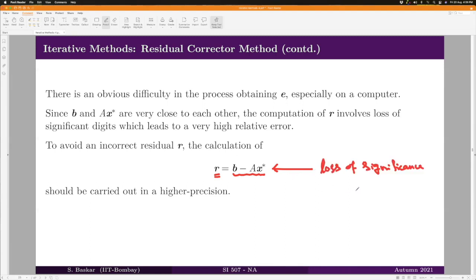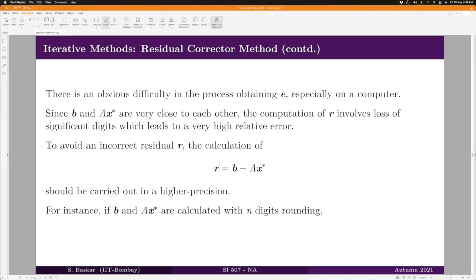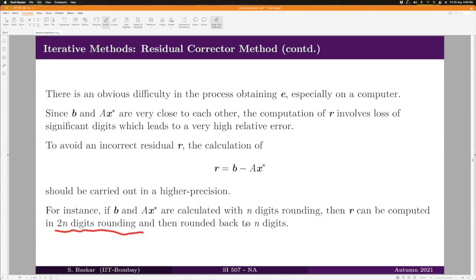And hence, when you use this vector r as a right-hand side to obtain the mathematical error e, there is a danger that you may significantly magnify the error while computing the solution of this system. So to avoid this, one has to use a higher precision in computing the solution of this system when compared to the precision used for obtaining x star by solving the original system. For instance, if b and A x star, in particular x star, are calculated with say n-digit rounding, then it is preferred to use 2n-digit rounding while computing the right-hand side vector r, and consequently while computing the error e by solving this system. So that is the idea.